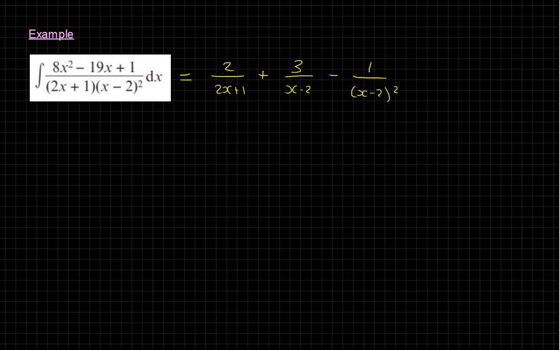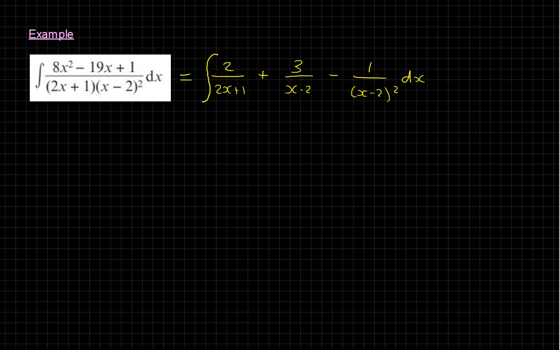So now let's see how we find the integral of this. Technically I should have written the integral sign around the whole thing here. Okay, let's take a look. So first one, very easy. The derivative of the bottom is 2. That's the same as the top. So it's ln mod of the bottom, 2x plus 1.